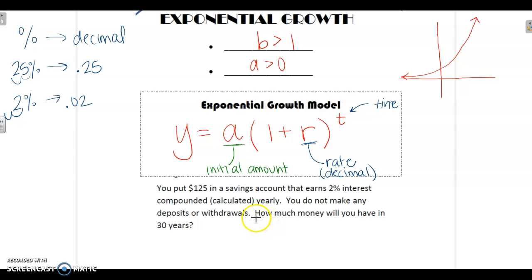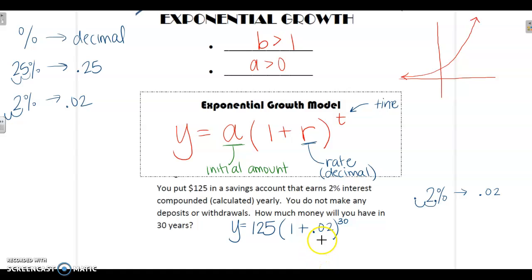So to set up this function, we're going to go ahead and write our equation. So y equals, this is our amount of money. The initial amount, well, we started with $125 times 1 plus, well, your rate, it's 2%. So we said 2%, we need to change to a decimal. So again, you move that decimal 2 spots to the left. So it's going to be 0.02. So 1 plus 0.02. And then after 30 years, that means our time is 30.